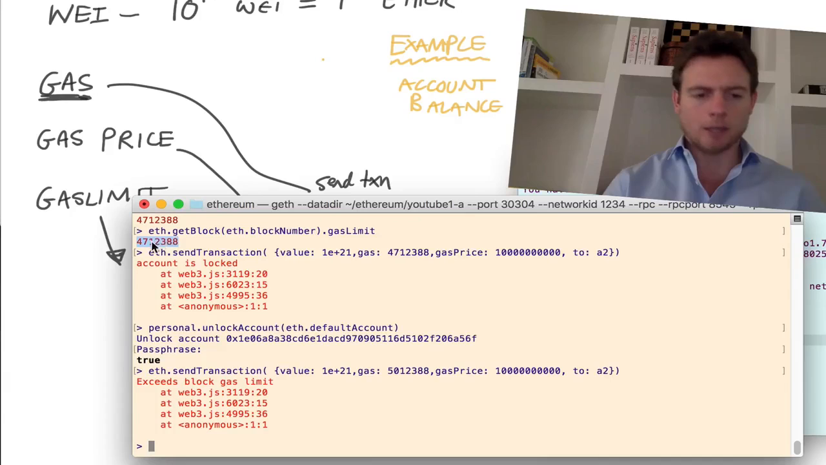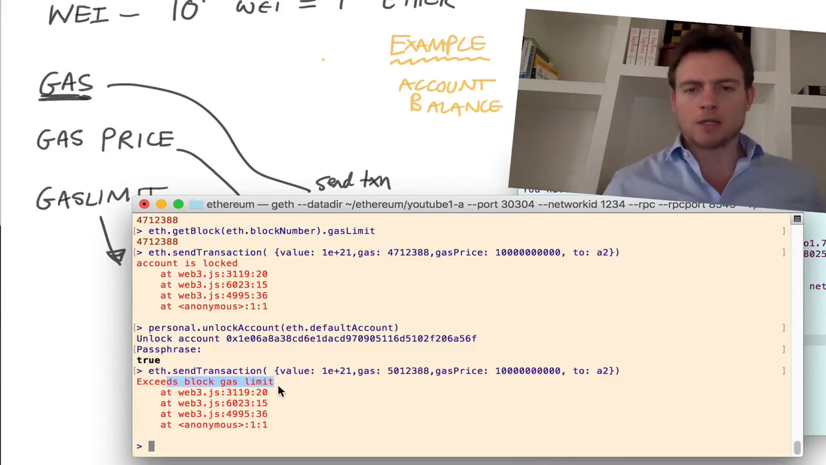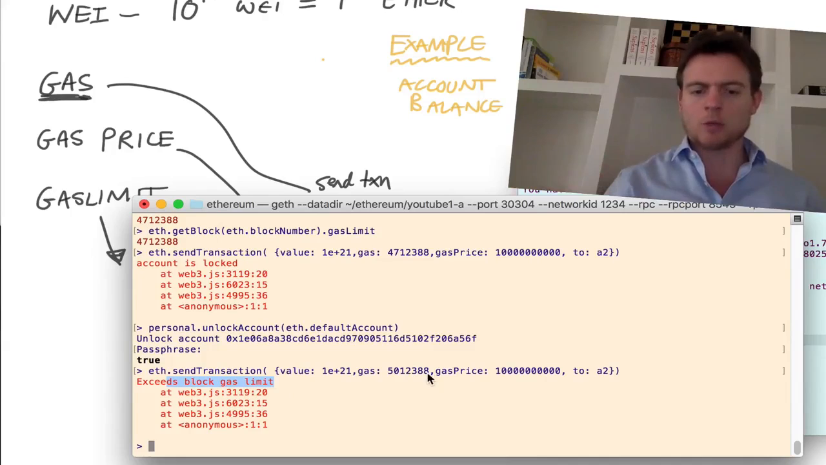which is 4.7 million. We've specified a gas upper limit in the transaction of just over 5 million. So at this point, the client knows that no node is ever going to mine this. It's not going to be able to mine this into a block because even though ultimately the execution of this transaction is only going to incur a very small amount of gas, we've specified a huge safety margin effectively in the limit here, but that's actually going to stop any miner from mining that into a block, right?